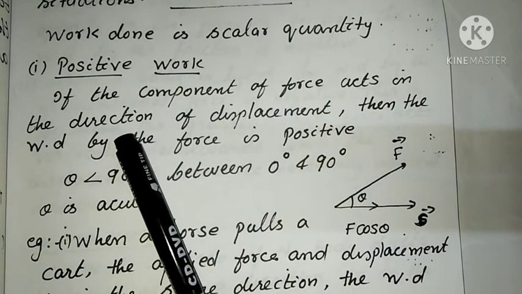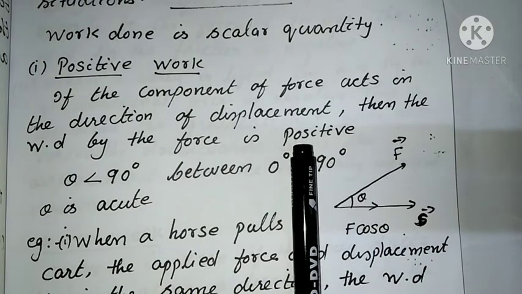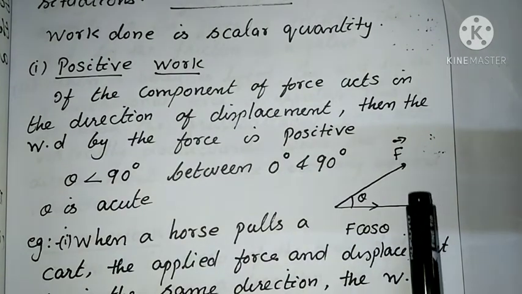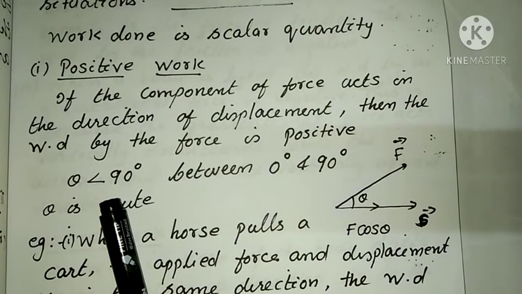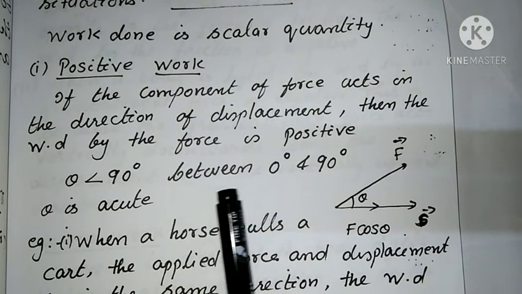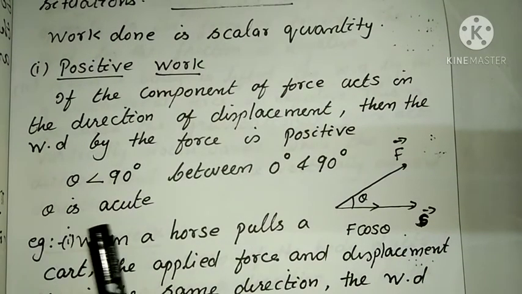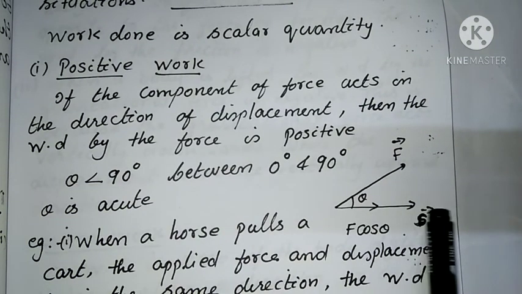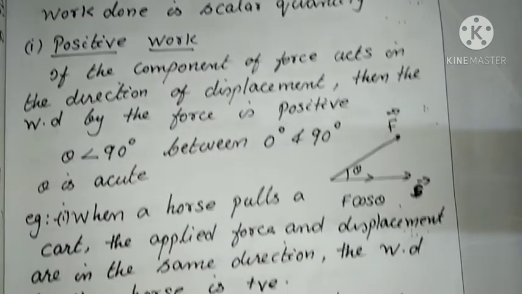So what do you mean by this positive work? If the component of force acts in the direction of displacement, then the work done by the force is positive. That is, the angle theta between the F vector and the S vector, the displacement vector, is less than 90 degrees, that is theta is in between 0 degrees and 90 degrees, which means that theta is an acute angle. This component of force acts in the direction of displacement, then the work done by the force is positive. So we can see some examples.